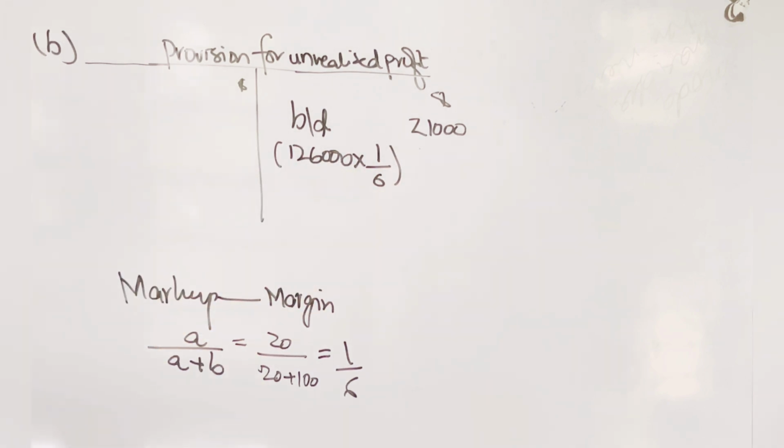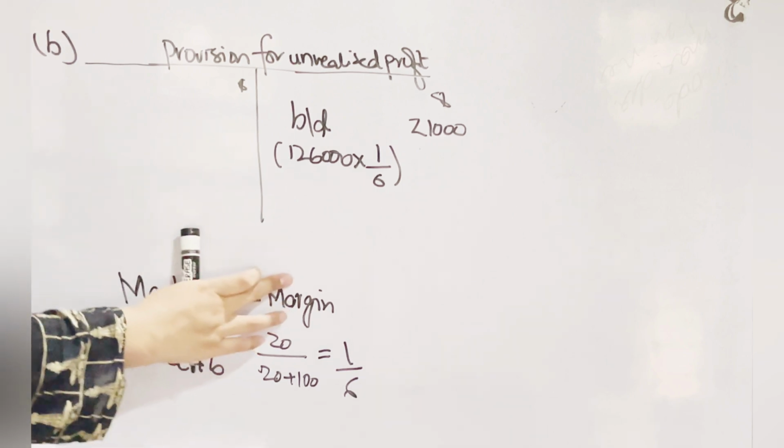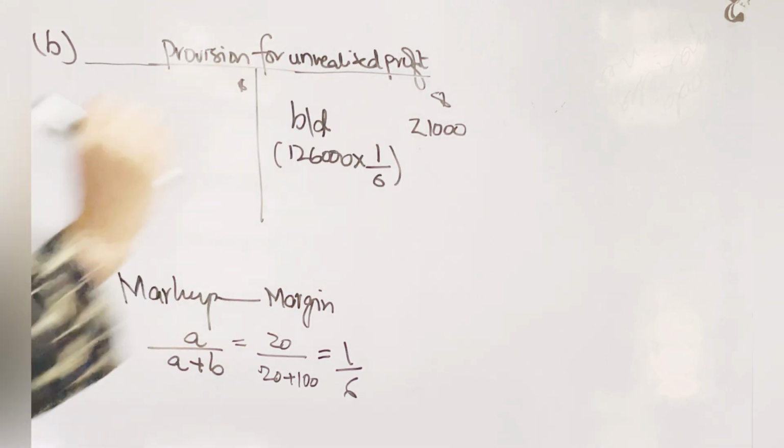In some questions, the provision for unrealized profit has been given for the previous years. You calculate for this year, you get the difference. Either it is increased or decreased. For this, no information has been provided. We ourselves have to calculate. We have been given markup. We are going to convert it into margin. We are going to apply it. We get the brought down.